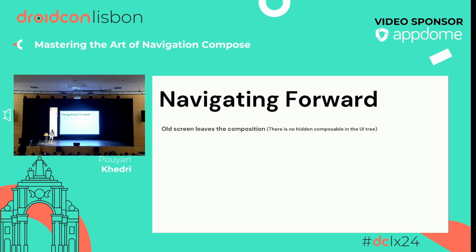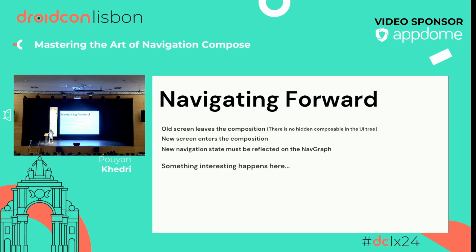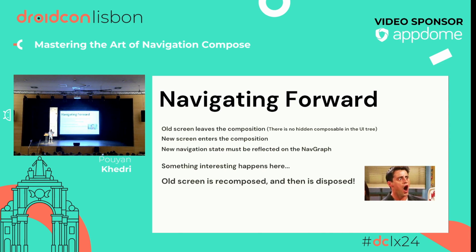So when we are leaving a screen, the older screen that we are leaving leaves the composition because there's no hidden composable in the UI tree. And as well, the new screen that we are entering enters the composition. It is basically added to the composition. And the new navigation state that we are in now needs to be reflected on the whole nav graph. But among these changes to the states and everything being reflected everywhere, something interesting happens, and that is the older screen we are leaving is recomposed and then disposed.